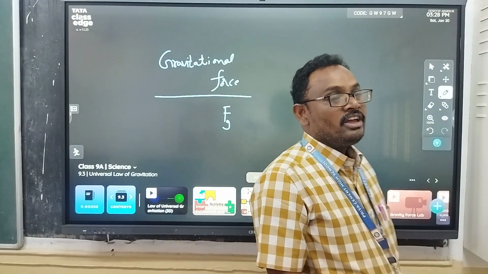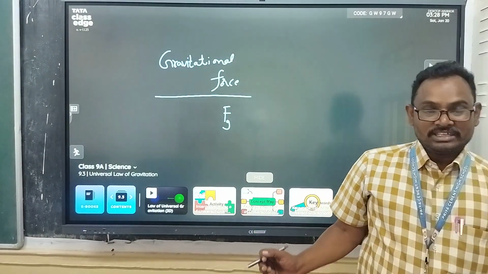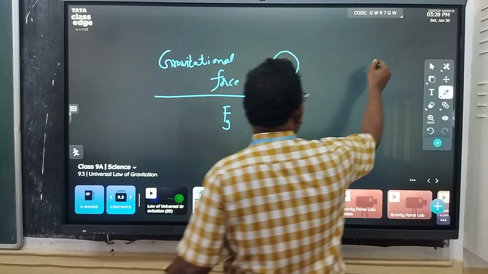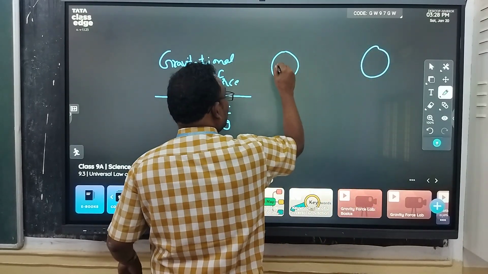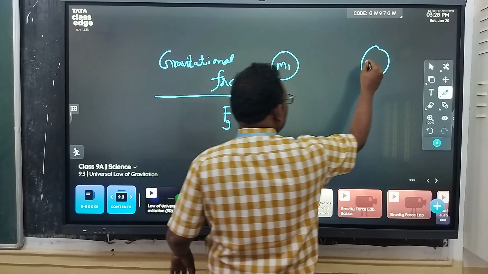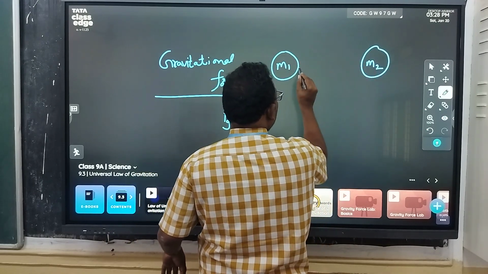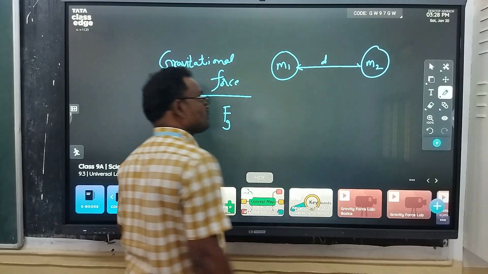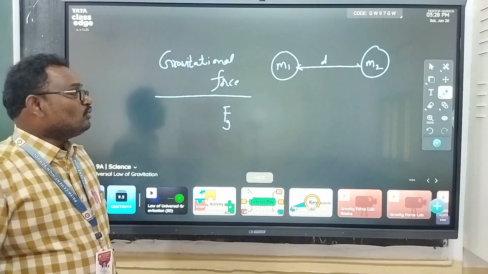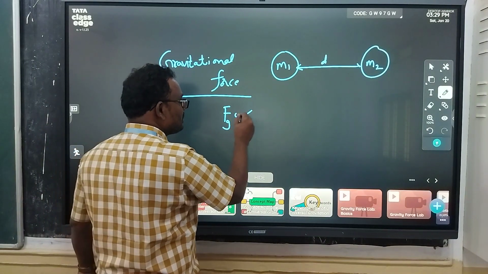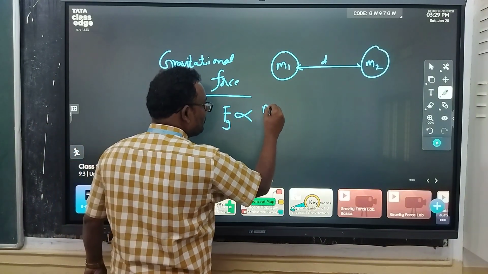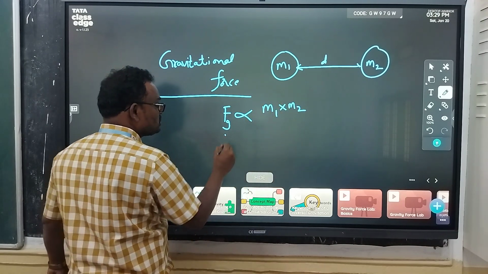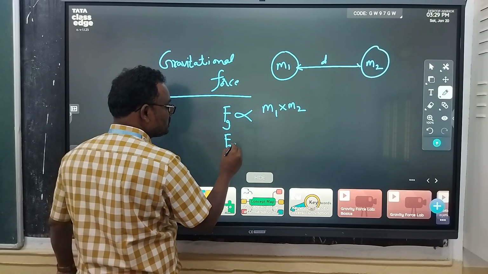For example, imagine any two bodies in the universe. Here is one body, here is another body. The mass of the first body is m1, the mass of the second body is m2, and these two are separated by the distance d. The force of gravity is directly proportional to the product of the masses.